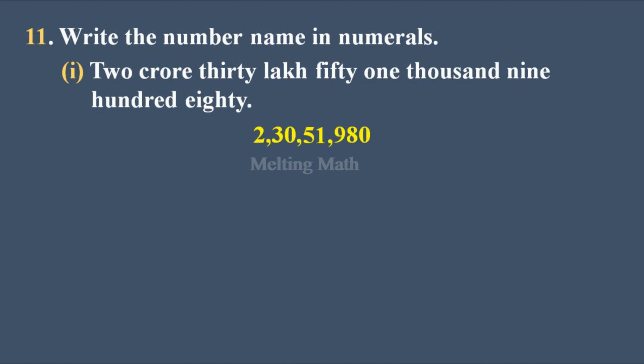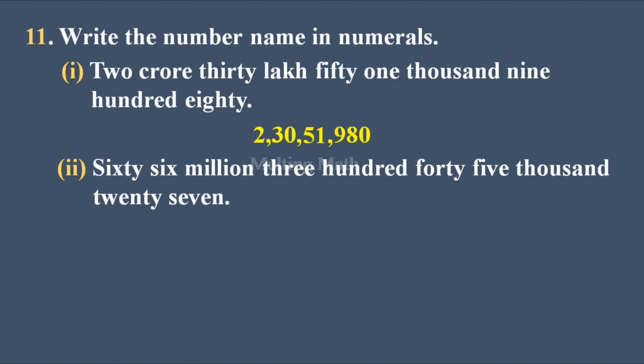Okay. So let's see the second one. 66,345,027. Okay. So here million is there. Million means that comes under international system. Okay. So just convert it into number first. Okay. So see here 66 million. In million periods 66 is there. So just write 66 and put comma. Then 345,000. In thousands period 345 is there. So just write 345 and put comma. Okay. Then 27. In ones period 27 is there. So just write 27. Okay.